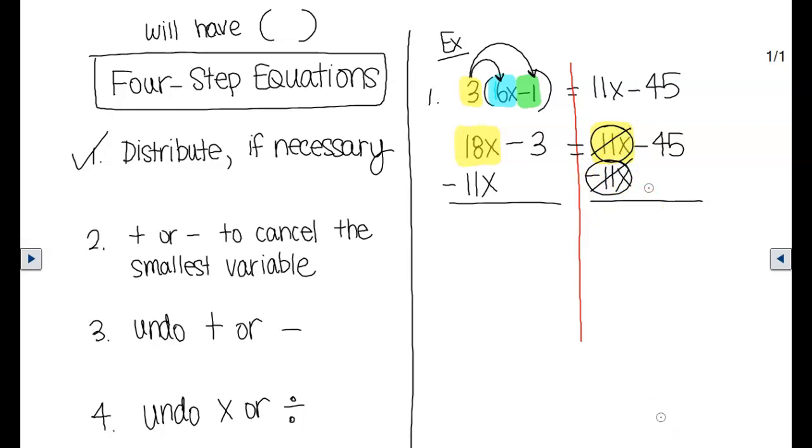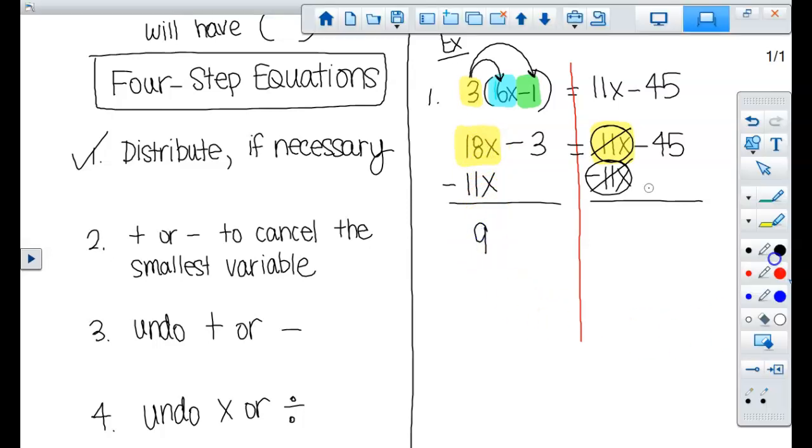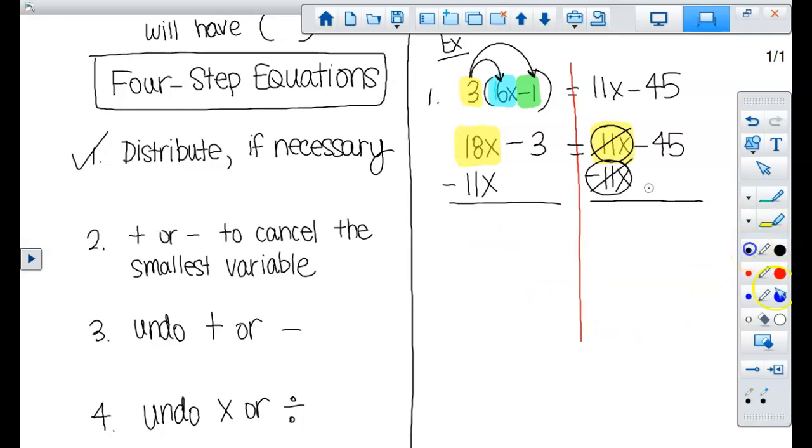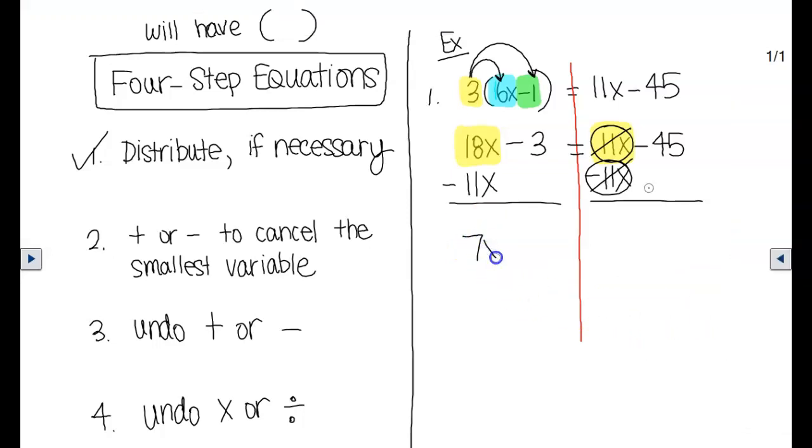So let's see what we have now. 18x minus 11x is 7x, not 9. Excuse me. Minus 3. And that's equal to, notice on this side, minus 45, negative 45. So make sure you bring that sign with you. So we have 7x minus 3 is equal to a negative 45. We found our smallest variable, and we subtracted it from both sides to cancel it out.